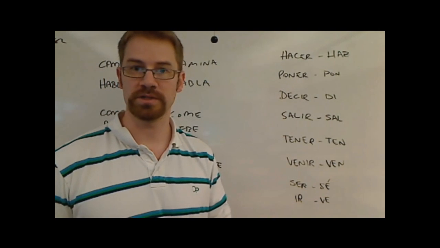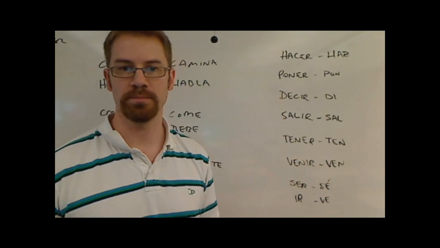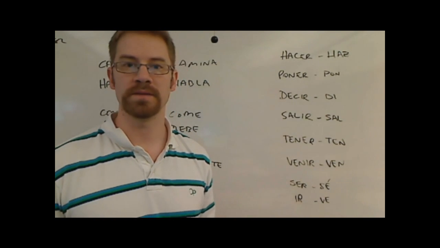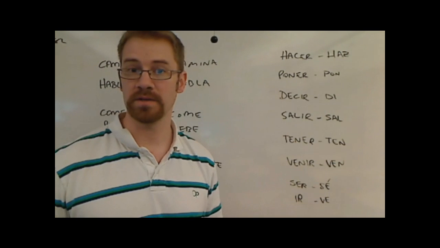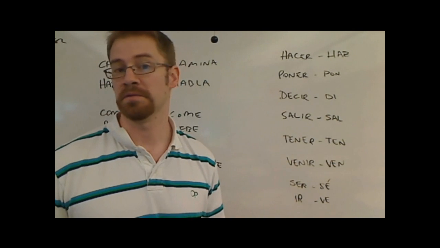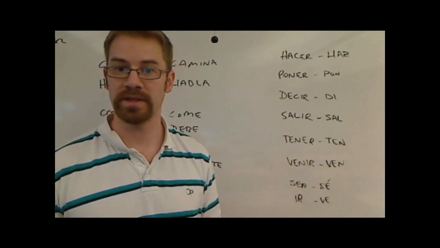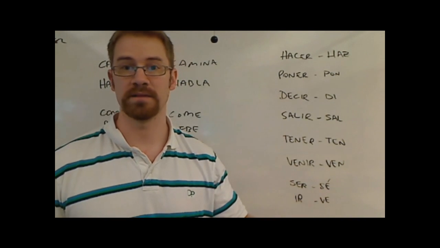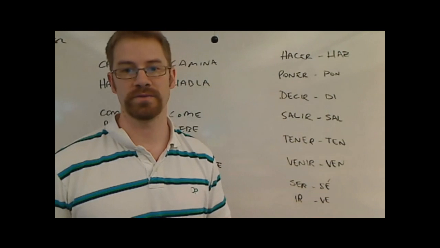Poner, so to place or set, maybe set the table. Pon la mesa, put the book in your backpack. Pon el libro en la mochila. Decir is to say or to tell. So maybe I want to tell someone to tell the truth. Di la verdad, di la verdad. Salir means to leave or go out, so I want to tell someone to leave. I could just say sal de la casa, get out of the house.